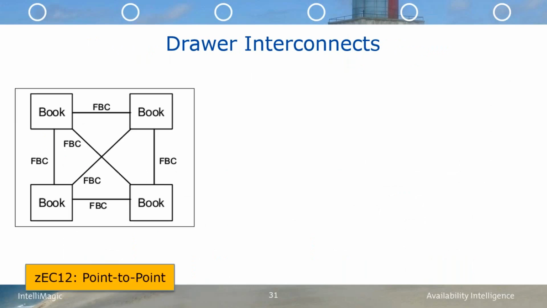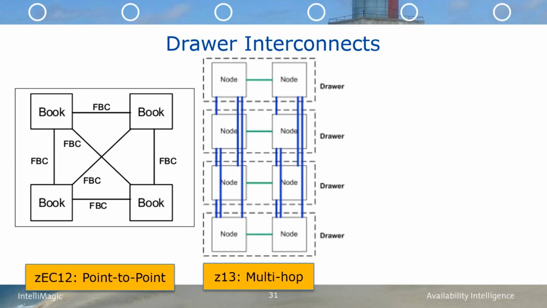Looking at drawer interconnects across the Z processor technologies, zEC12 and prior models provided point-to-point connectivity between all books at the time, now called drawers, enabling all accesses to remote cache to be reached directly. But on the Z13, depending on the node in which the data resided, remote accesses could now require multiple hops and thus require hundreds of machine cycles.